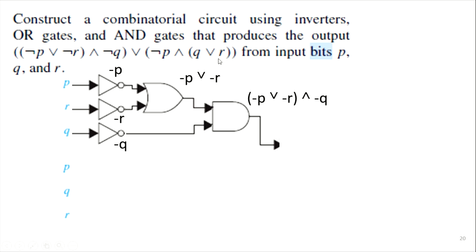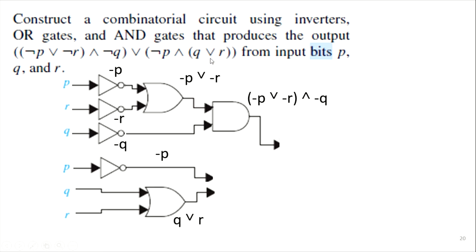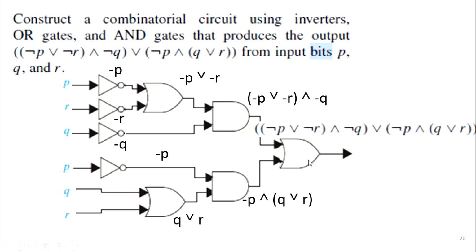Now let's go to the second group. We have Q or R. First, we have this, not P. And then we have Q or R. Then we have this operator AND. So straight edge. So meaning we're done with this second group. So last, we have the major gate or operator. We have the OR. So curve. So therefore, this is the combinatorial circuit.